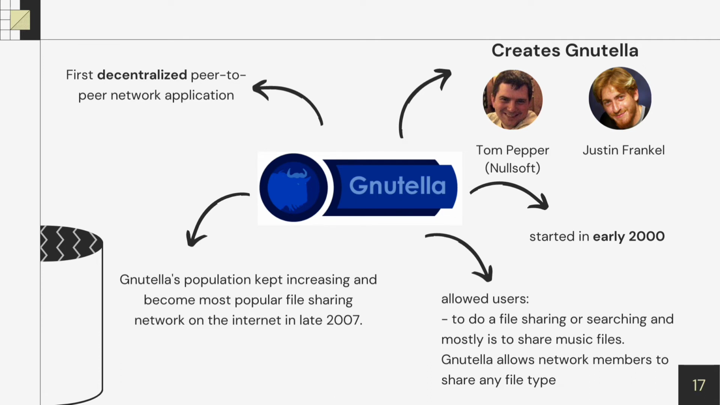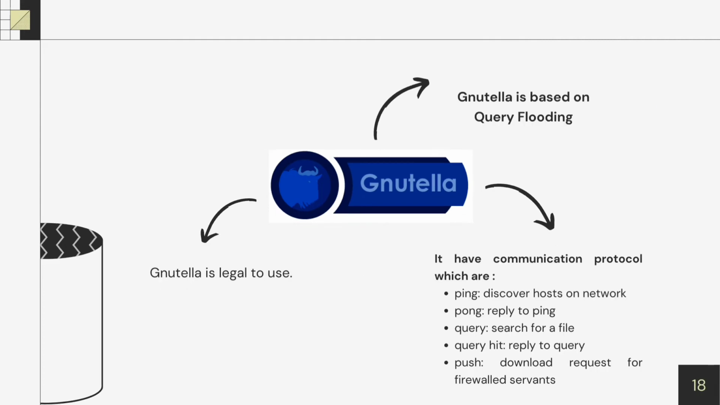Gnutella's population kept increasing and it became the most popular file sharing network on the internet in late 2007. Gnutella is also based on query flooding. It has communication protocol messages: ping to discover who's on the network, pong as the reply to ping, query to search for a file, query hit as the reply to a query, and push as a download request for firewalled servents.